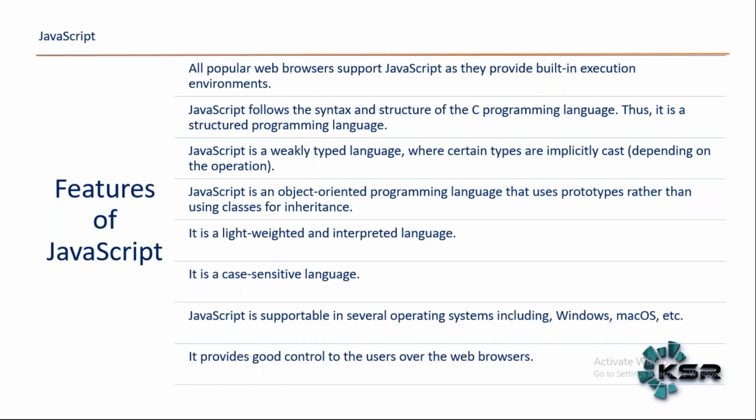So there are two different types of languages: structured language and functional programming language, right? C is structured and the others are functional programming languages. JavaScript is a weakly typed language.